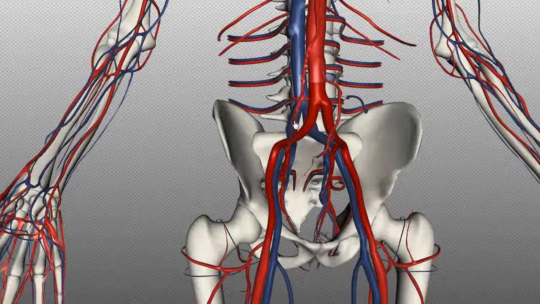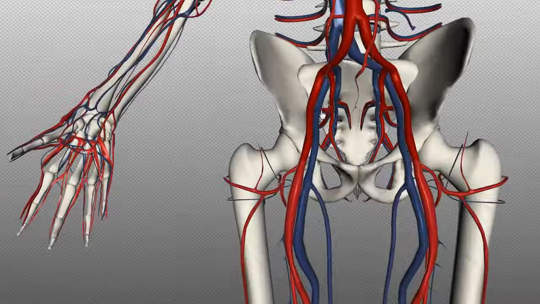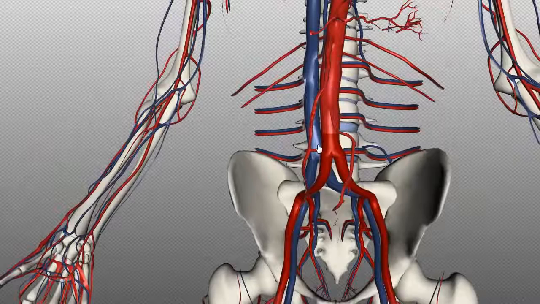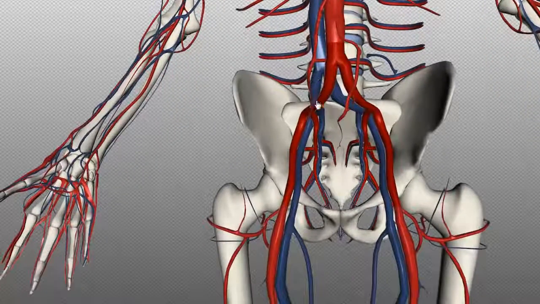So you've got the common iliac veins, the right and left common iliac veins. These split into two: the external and the internal iliac veins. So the external and the internal iliac veins join to form the common iliac vein, and that converges with its counterpart to form the inferior vena cava. So you've got the common iliac vein, which splits into the external and internal iliac vein.